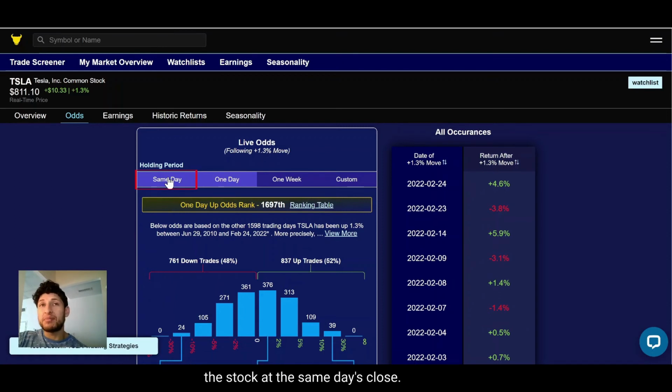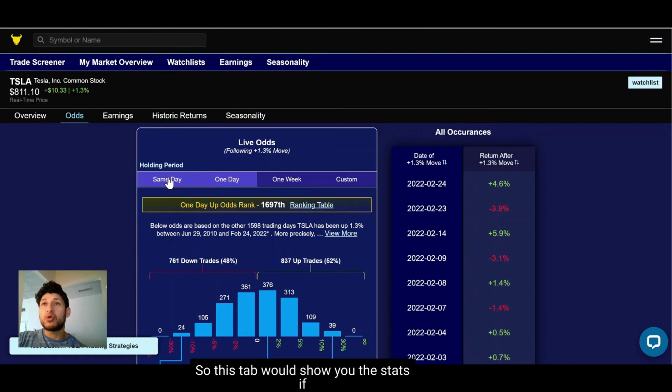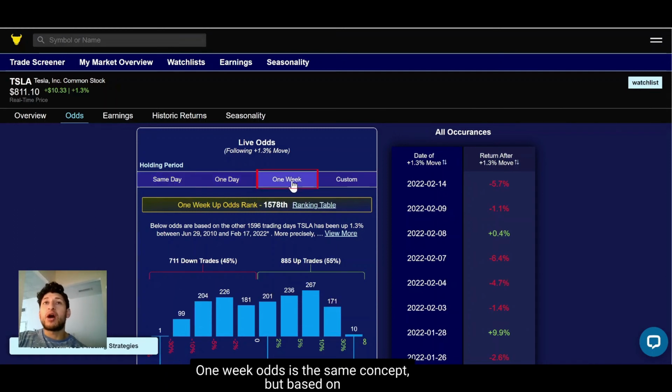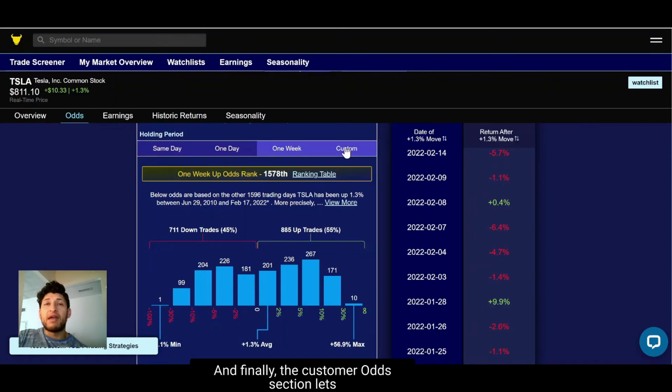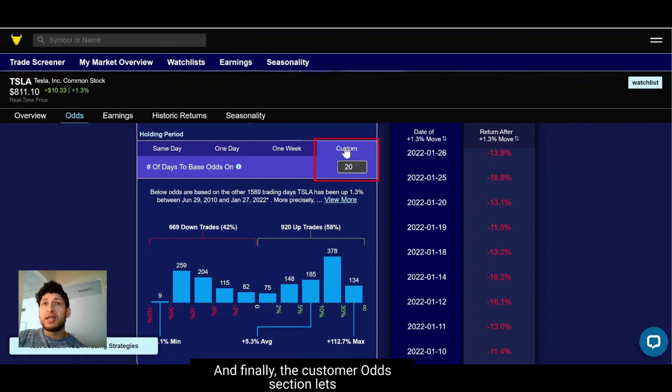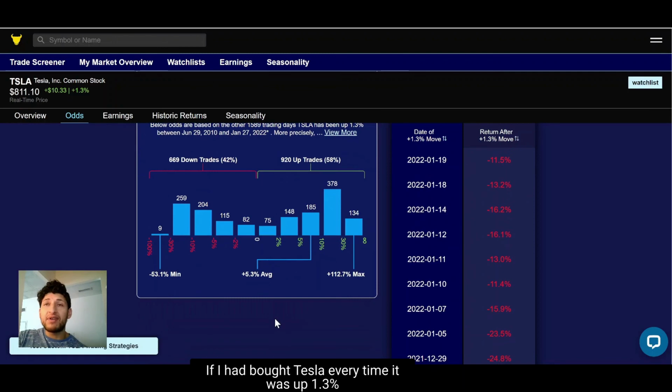In terms of timeframes, same-day odds tell you the exact same information, but based on you selling the stock at the same day's close. So this tab would show you the stats if you bought Tesla every time it had been up 1.3% and sold it at that same day's close. 1 week odds is the same concept, but based on you selling at the close 5 trading days later. And finally, the custom odds section lets you choose when the sell occurs. So by putting 20 here, for example, it shows me the performance if I had bought Tesla every time it was up 1.3% and sold it at the market close 20 days later.